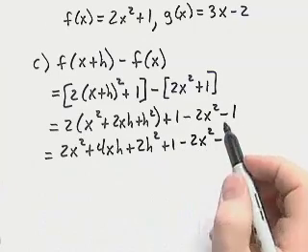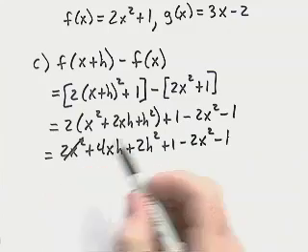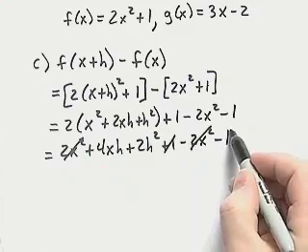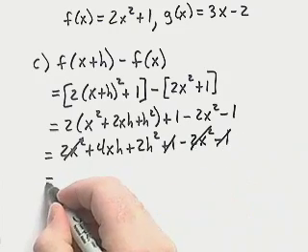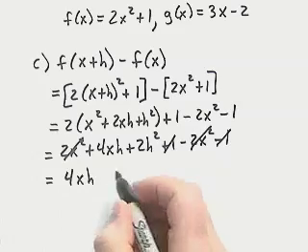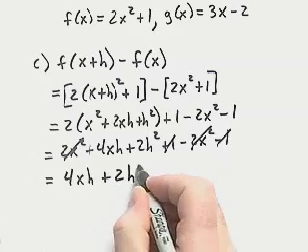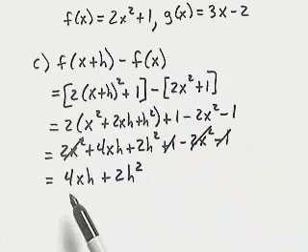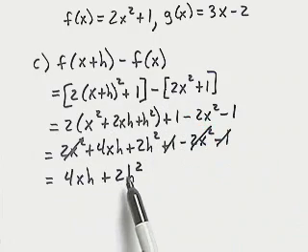And we get some terms that cancel. This 2x squared cancels with the minus 2x squared, and the plus 1 cancels with the minus 1. And so we're left with 4xh plus 2h squared. So f of x plus h minus f of x equals 4xh plus 2h squared.